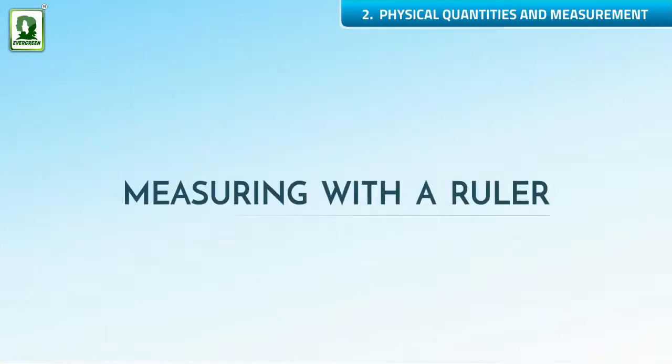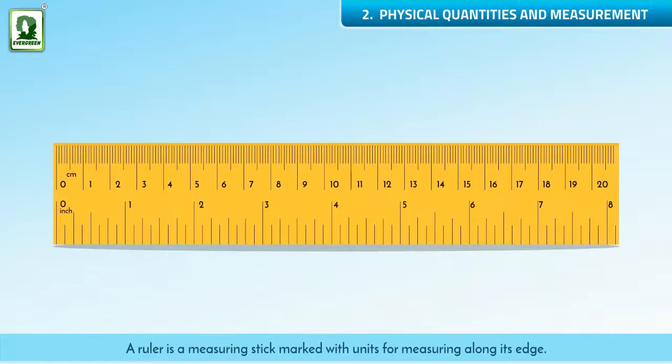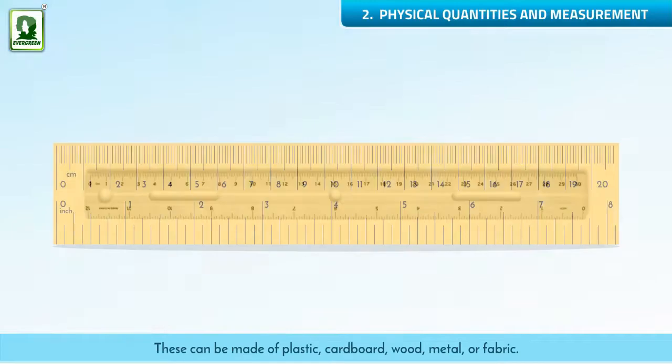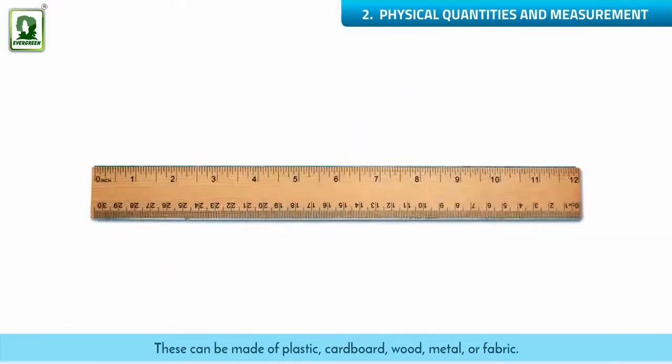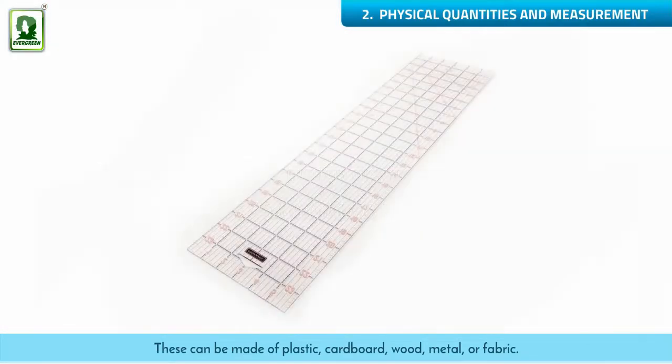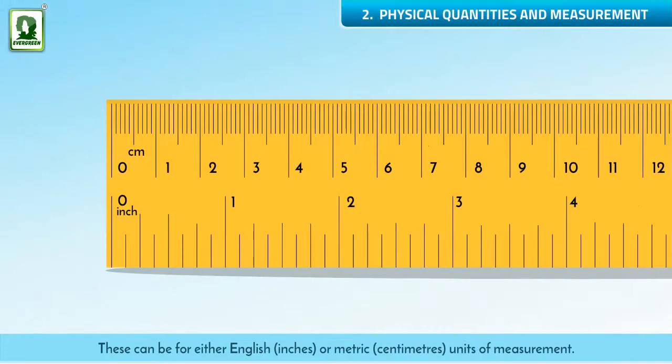Measuring with a ruler. A ruler is a measuring stick marked with units for measuring along its edge. These can be made of plastic, cardboard, wood, metal, or fabric. These can be either English (inches) or metric (centimeters) units of measurement.